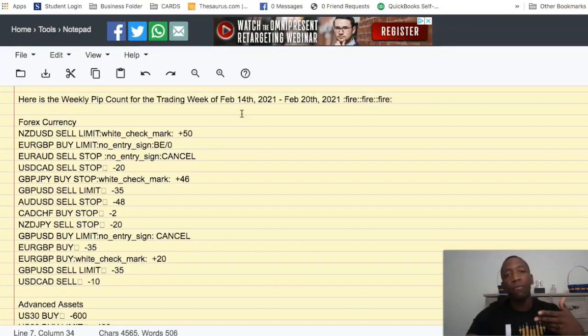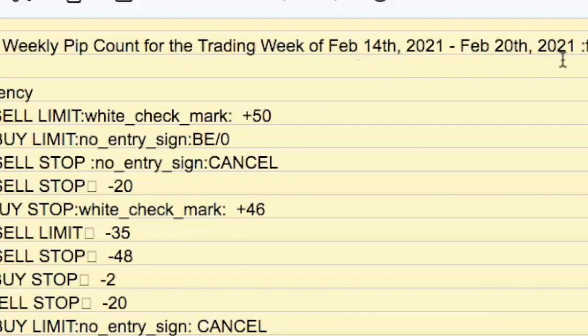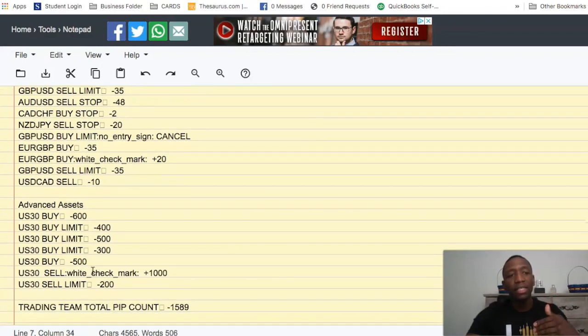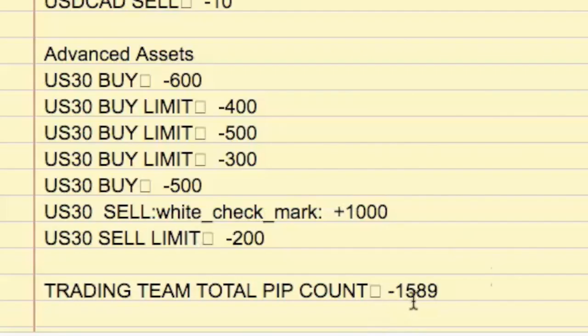So now the third week, from February 14th through February 20th, 2021. These were all the forex trades that were taken, and these were all the advanced assets that were taken. And as you can see, 1,589, and then you can see the minus sign in front of that, right?